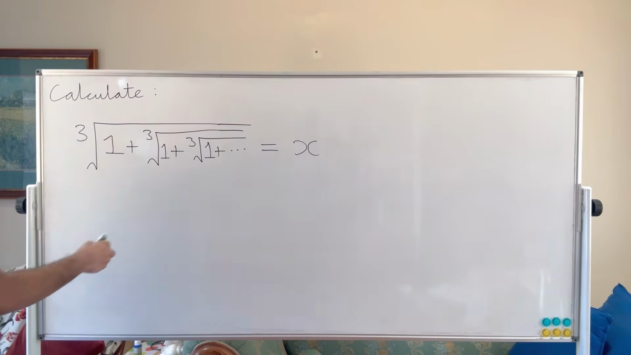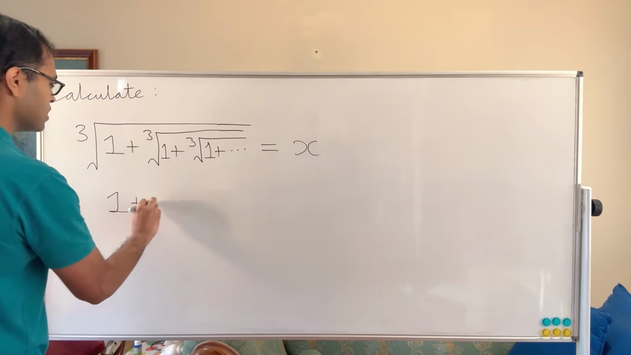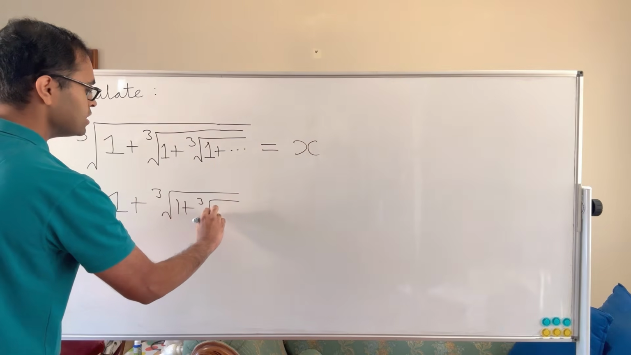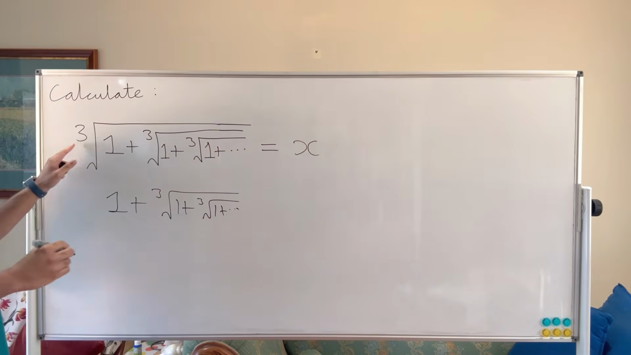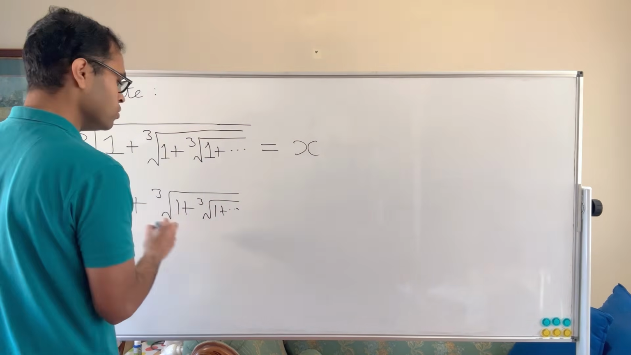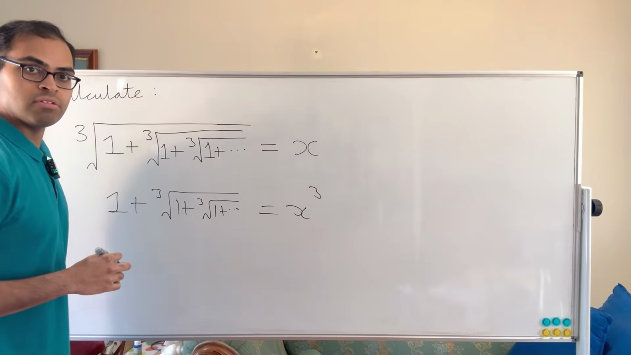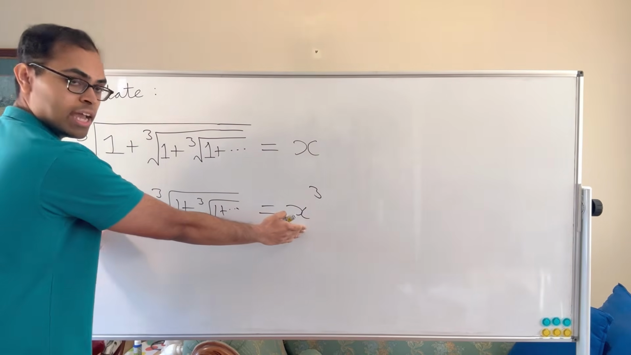So we cube both sides, and then we get 1 plus the cube root of 1 plus the cube root of 1, etc. We've just deleted the outside cube root. If you cube both sides, that's equal to x cubed. So that's pretty cool. So we basically got this is equal to x cubed.